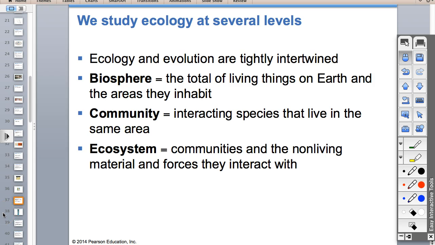So biosphere, community, ecosystem. The biosphere is just things that are alive. The community is all the species that are kind of working together in an area. Maybe they're not working together. Maybe they're eating each other. But ecosystem is living and non-living. This should be very familiar to you already.